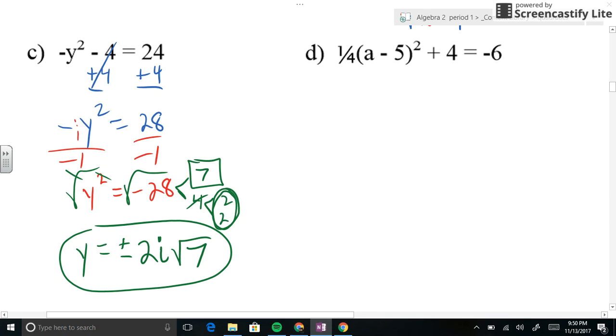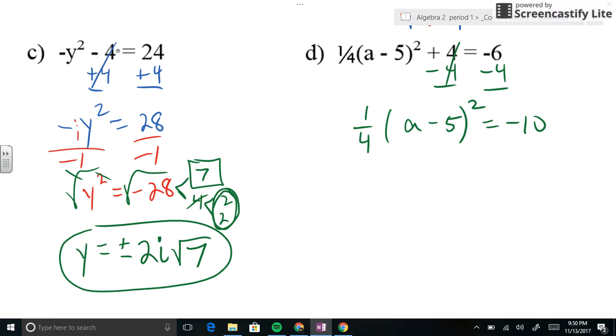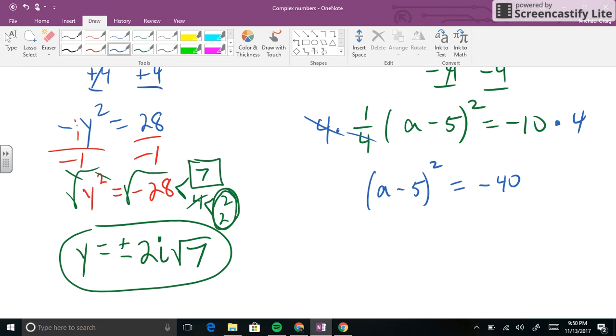So the first thing we have to do here is isolate the parentheses. To do that, we would subtract 4 from both sides to cancel the 4 out. We would get 1/4 times the quantity of a minus 5 squared equals -10. And now we have to get rid of that 1/4. So we would multiply by 4 on both sides. When we multiply by 4, the 4's cancel out. You'd be left with a 1, but you don't need to write the 1. So the quantity of a minus 5 squared equals -40.